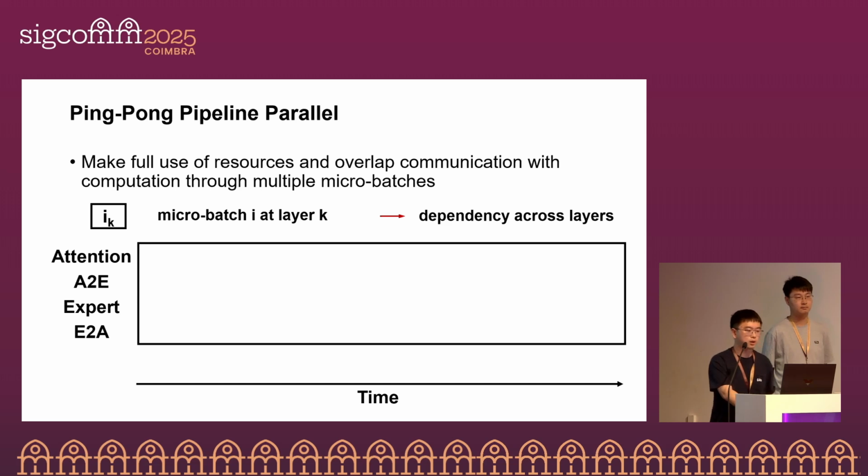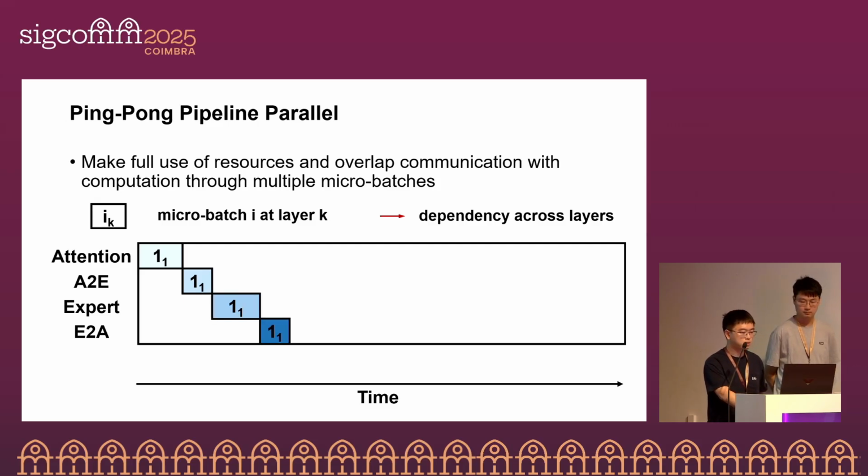The ping-pong pipeline splits a batch into multiple macro batches. This allows attention and expert modules to stay busy and overlaps communication with computation. Let's work through an example. First, at each layer, each macro batch will go through 4 steps in sequence: attention computation, network communication from attention to expert, expert computation, and network communication from expert back to attention.